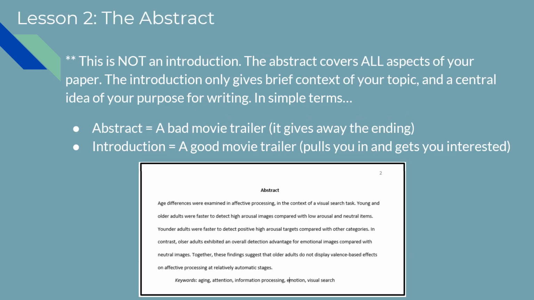Continuing on with abstracts, I want to note that the abstract is not an introduction of your paper, because the abstract covers all aspects of your paper, whereas an introduction only gives brief context to your topic and the central idea or purpose for writing your paper in more simple terms. So you can think of the abstract as a bad movie trailer because it gives away the ending and the findings of your paper, whereas an introduction is a good movie trailer that pulls you in and gets you interested but doesn't ruin the ending.